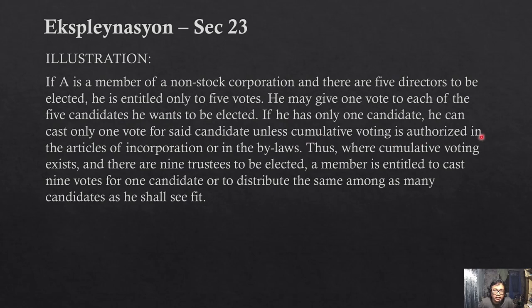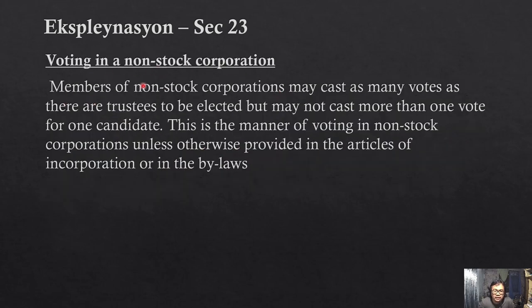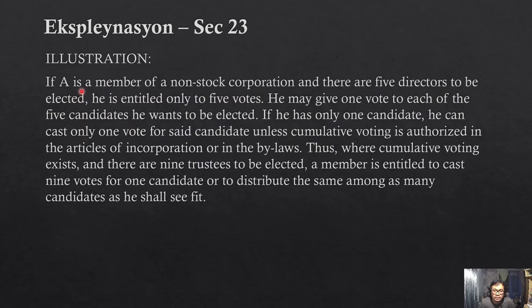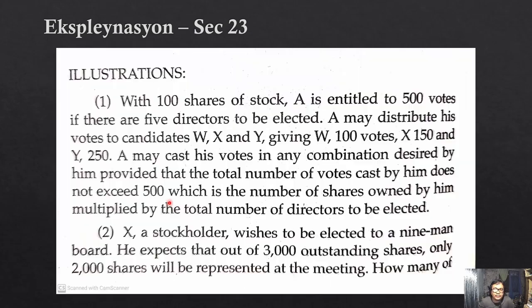Unless cumulative voting is authorized sa kanilang AOI or bylaws. So, unless otherwise stated, itong first sentence na to, 1 vote, 1 candidate, yun yung masusunod. Unless otherwise stated. Thus, where cumulative voting exists and there are 9 trustees to be elected and a member is entitled to cast 9 votes. So, yun. Napakasimple lang. Walang complication.